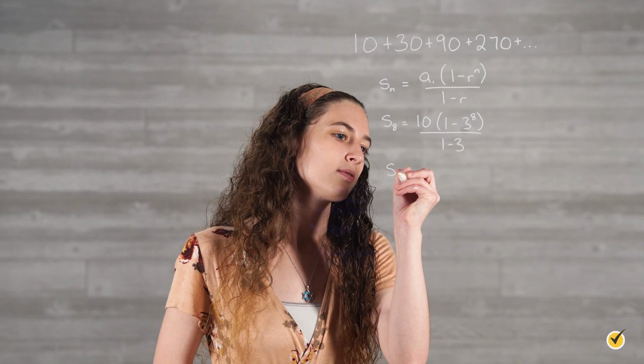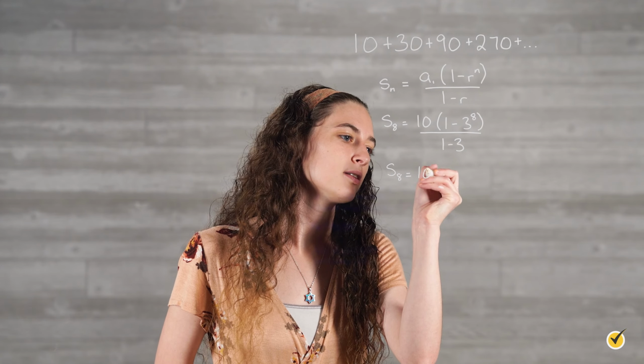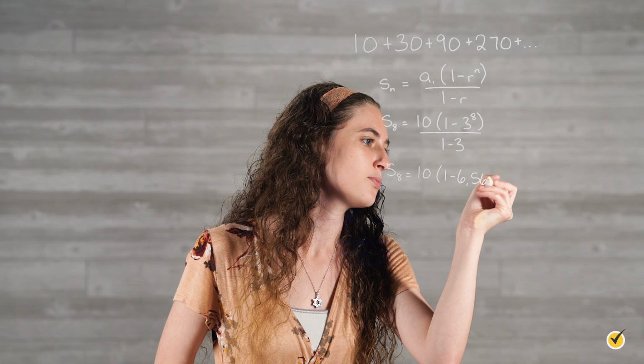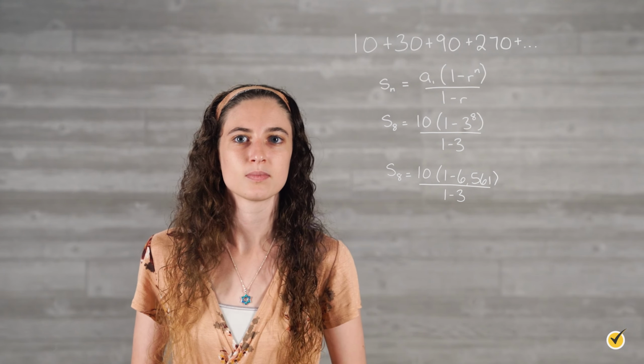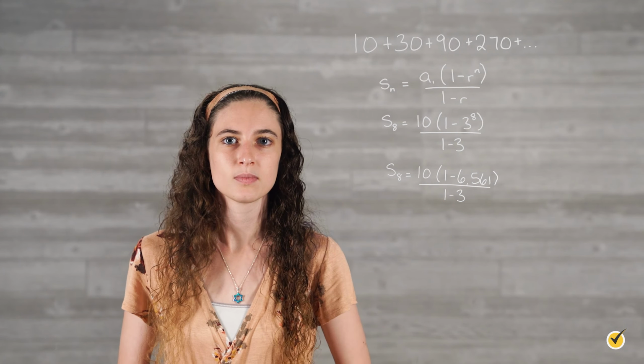First, we need to simplify the exponents. Since 3 to the 8th equals 6,561, we can rewrite the equation using this product. S of 8 equals 10 times (1 minus 6,561) over (1 minus 3). Next, we can simplify the parentheses. Since 1 minus 6,561 equals negative 6,560, we can rewrite the equation again.